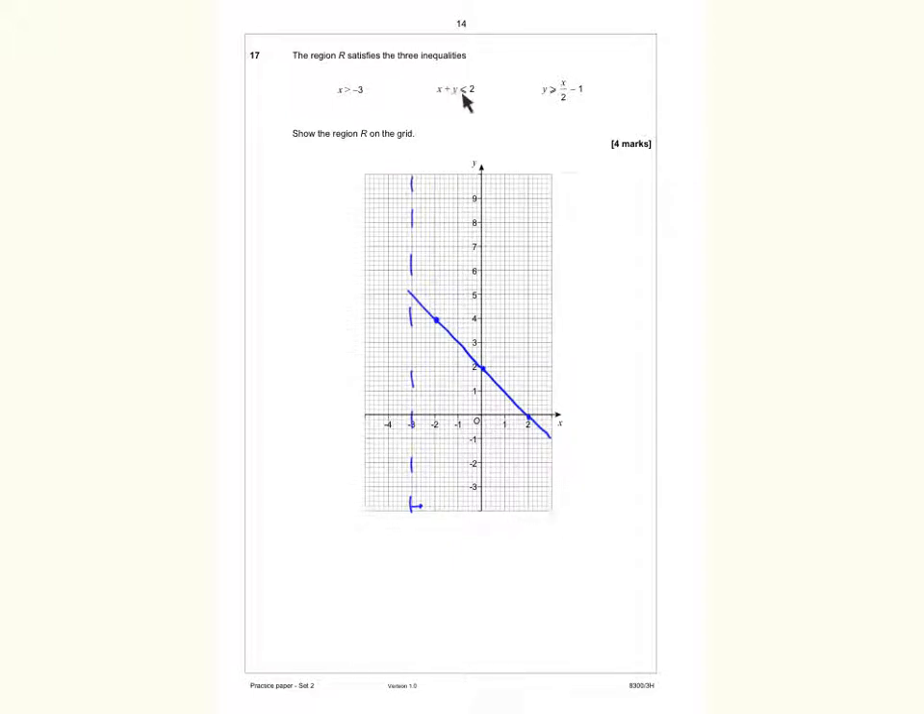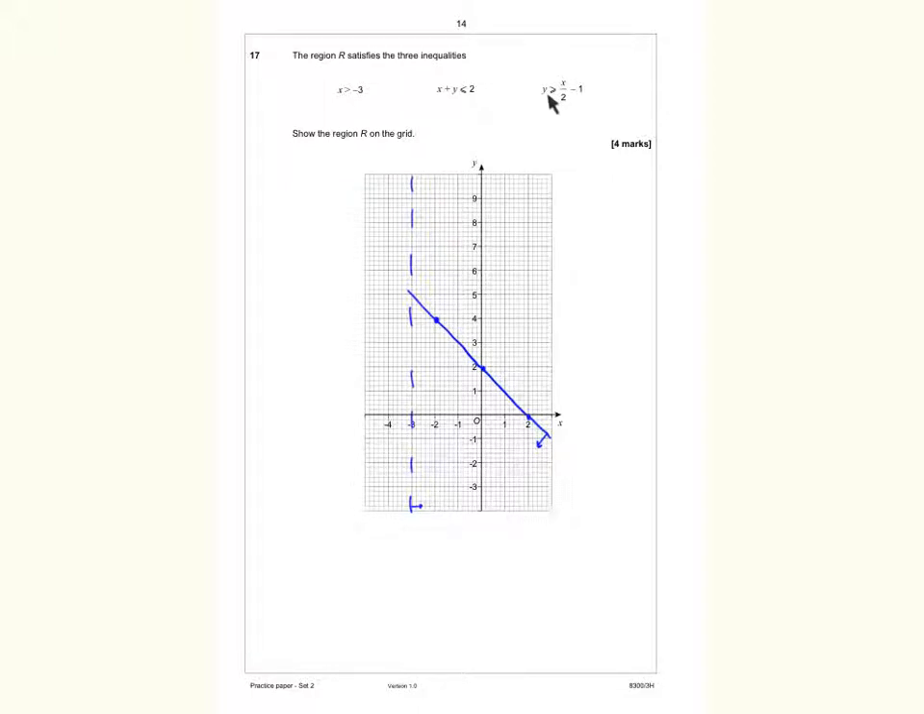So 0 add 0 is 0. Is 0 less than or equal to 2? Yes, it is. So this is fine. Okay, so the arrow is going to be pointing this way for me now. Now the last one, we have y is more than or equal to x over 2 take away 1.